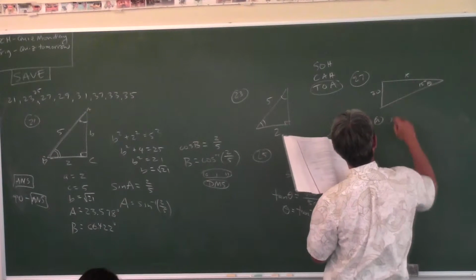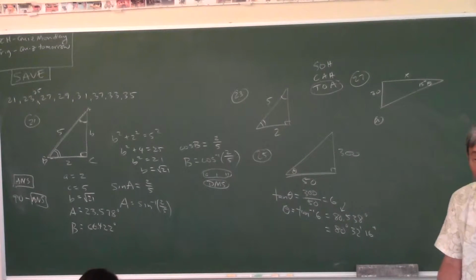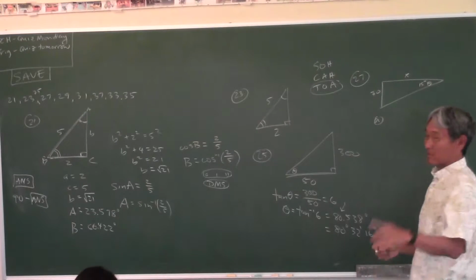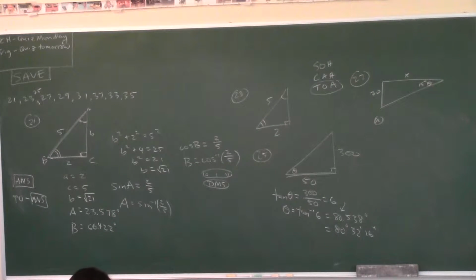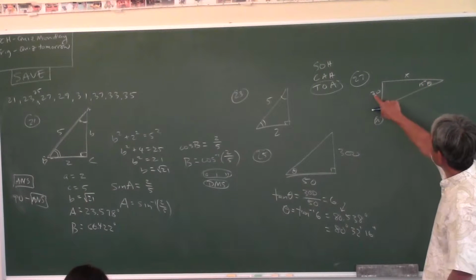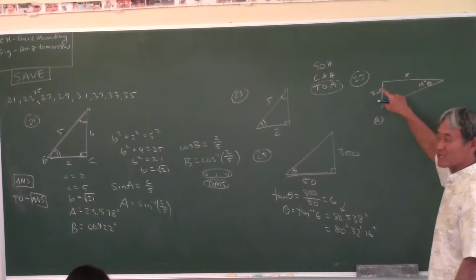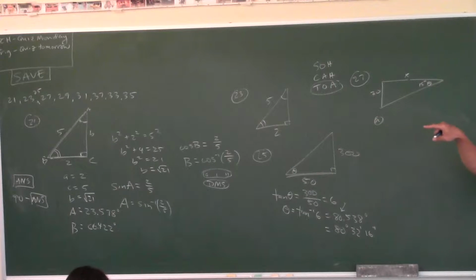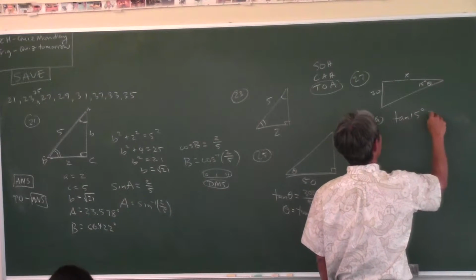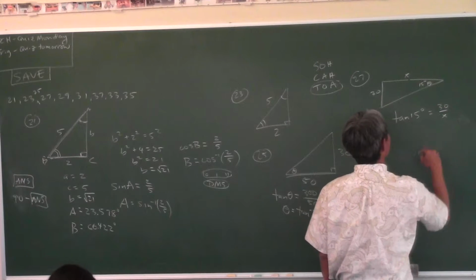So what we need to do is figure out x, the distance the truck travels in 1 second. How do I find x? Well, here's the angle: opposite, adjacent. Which of the three trig functions has opposite and adjacent in it? Tangent. So the tangent of 15 degrees is equal to opposite over adjacent.